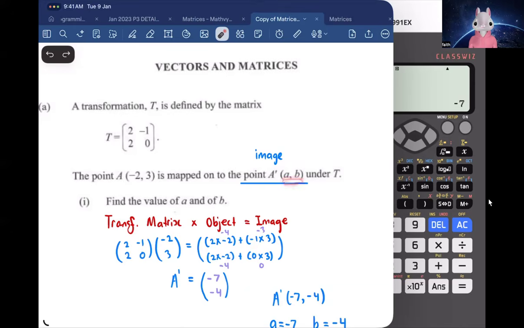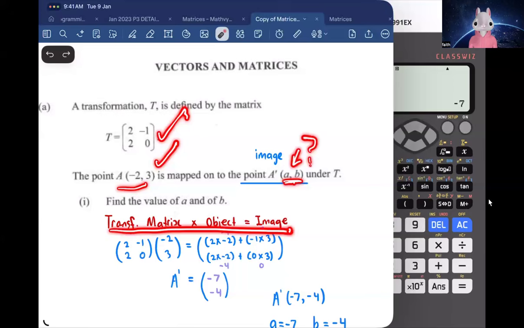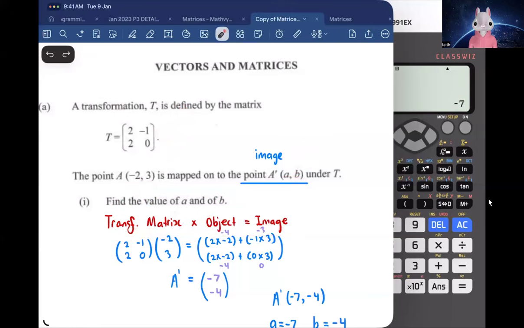So if you look at this equation, to find the image, you need the transformation matrix. Do we have the transformation matrix? Yes, we do. Do we have the object? Yes, we do. We don't have the image though. We don't know what the image is. So if that's the case, I'll use this equation: transformation matrix by object equals image.